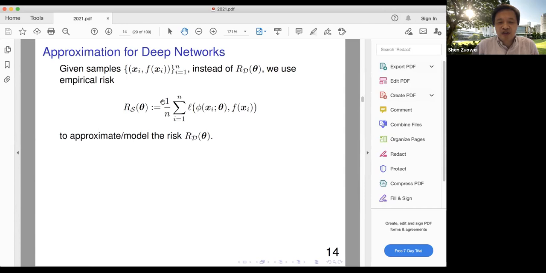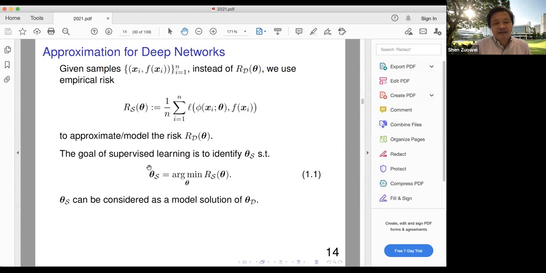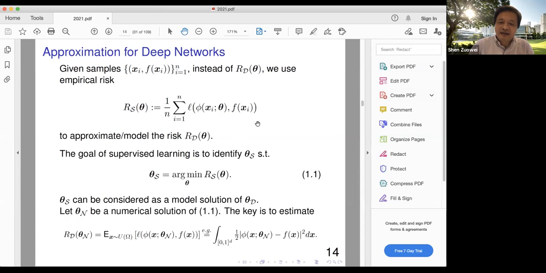That's called the empirical risk. Then your algorithm is to find the argmin of this, minimize this. However, this optimization problem is still highly non-convex, so it's still hard. It doesn't matter what numerical scheme you use, you may not get the exact solution. That is theta_n, your numerical solution.